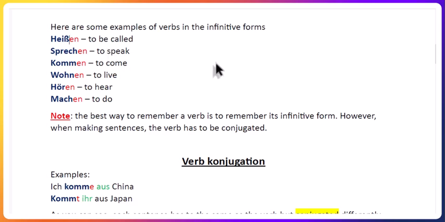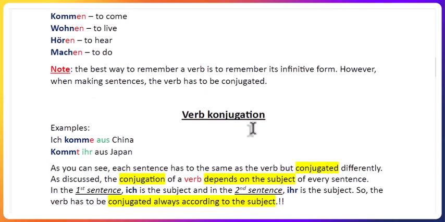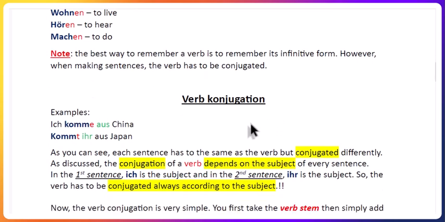The best way to remember the verb is to remember the infinitive form. However, when making a sentence, you have to conjugate the verb. You can't leave the infinitive form inside your sentence. It's wrong. You can't say "Ich spielen Fußball", I to play football. That is wrong. You need the real conjugation.